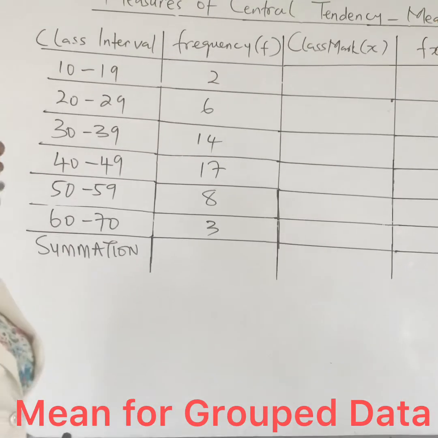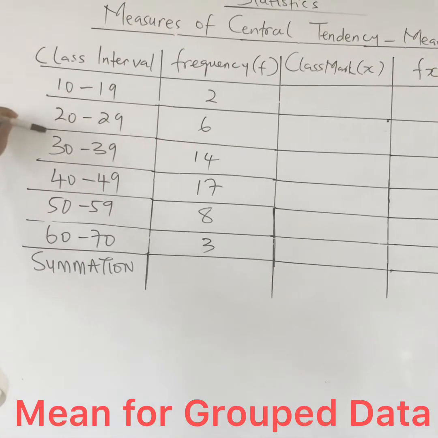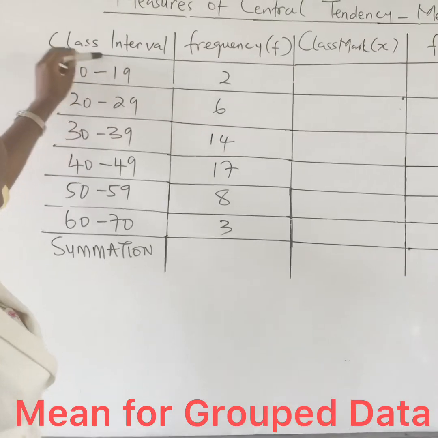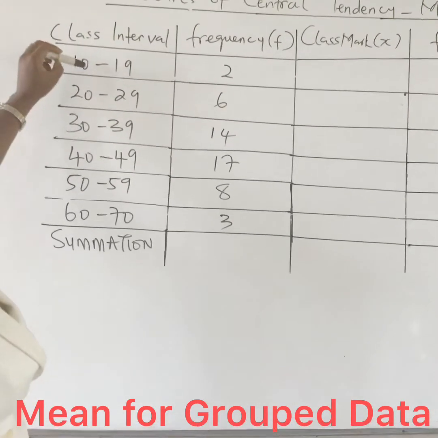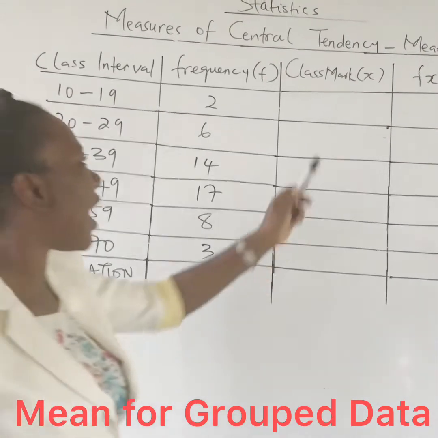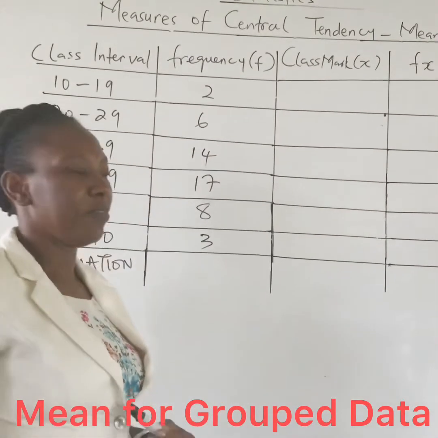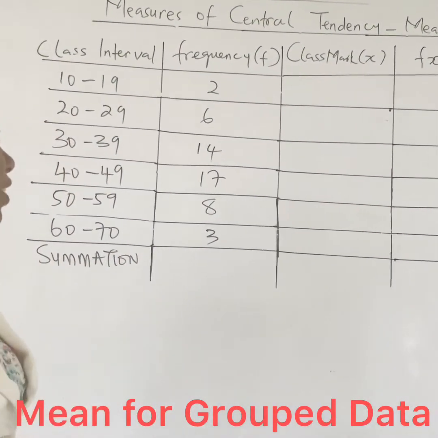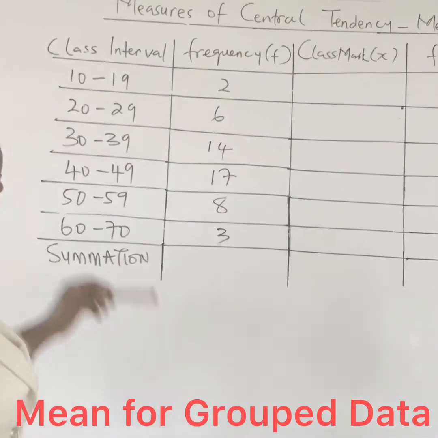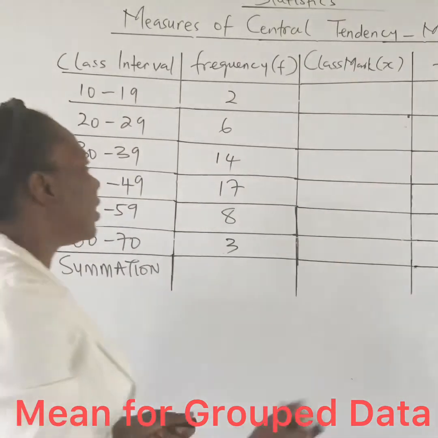Now for us to calculate the mean, we need to select a value that will represent these class intervals. Because we have so many values in a class, we need a value that will represent them. And that value we refer to as a class mark. Some will call it a mid value or midpoint. So how do we find the class mark of a given class interval? For this class interval, we take the sum of the limits and divide by 2. This is how you do it.